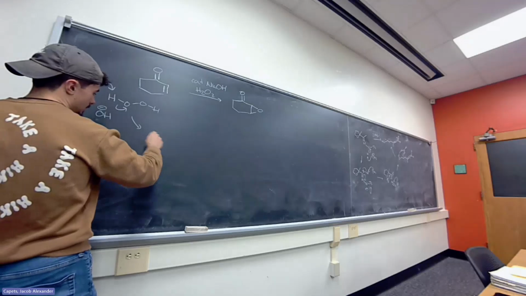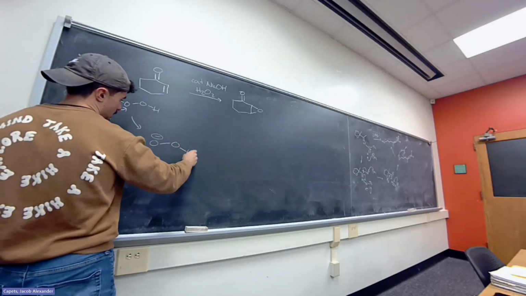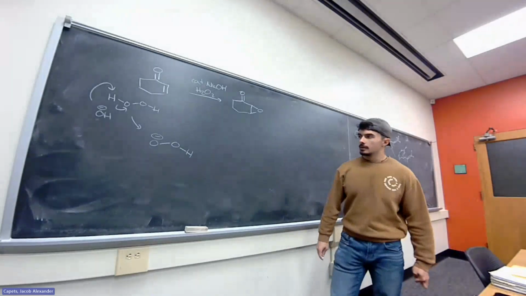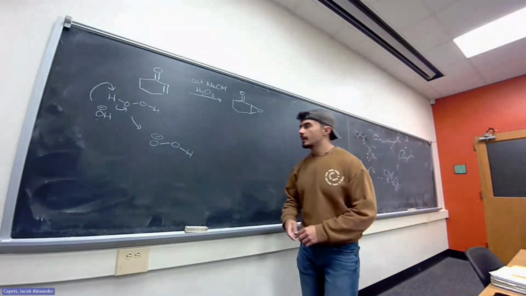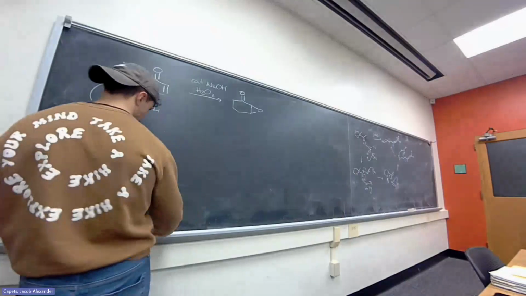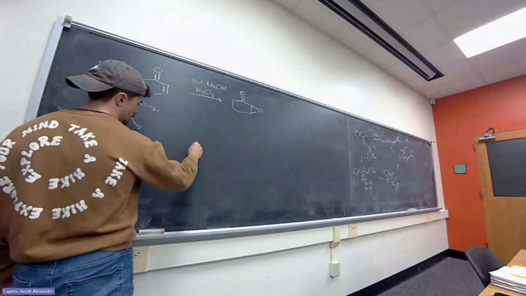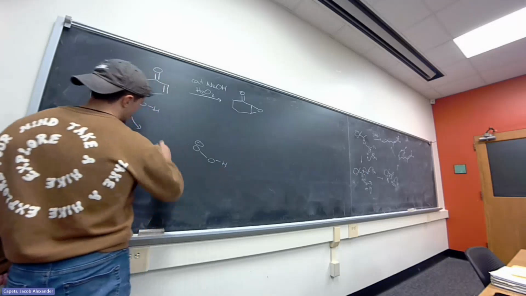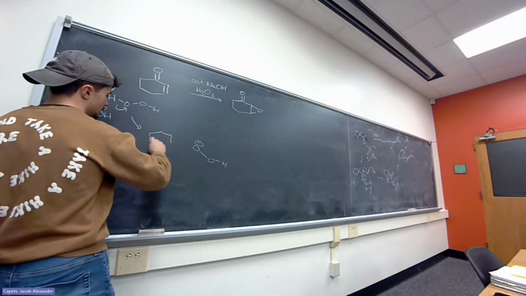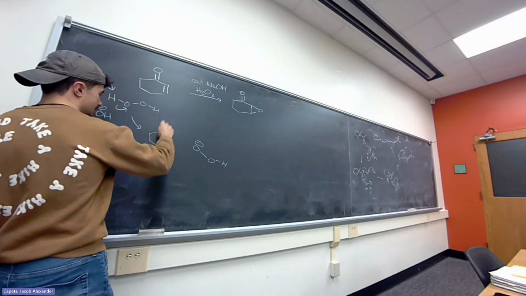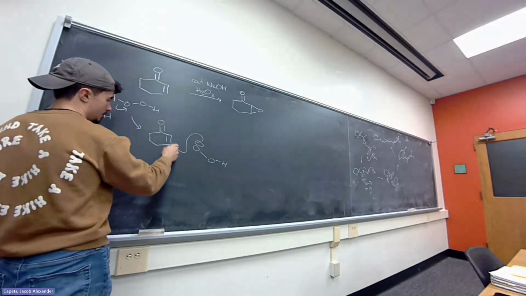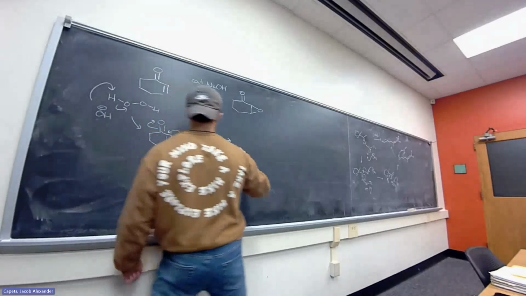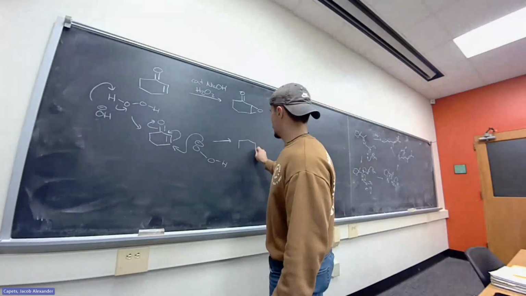So here we have our OH. This is a softer nucleophile. So it will do conjugate addition onto the enone. We'll make our enolate.